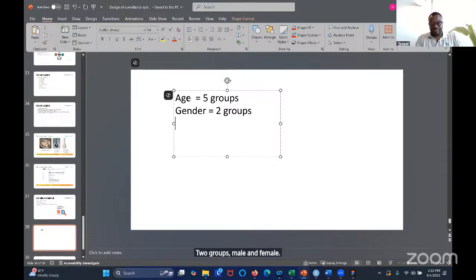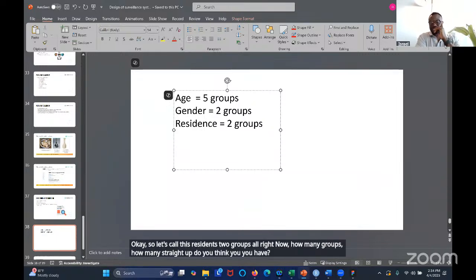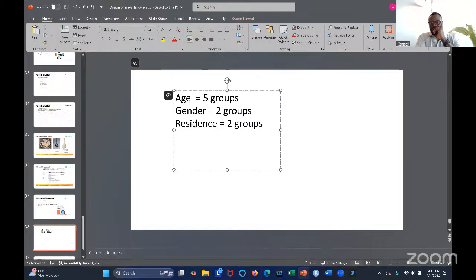So let's add habitation, rural and urban. Okay, so let's call this residents, 2 groups. All right. Now, how many groups, how many strata do you think you have? If you ask me, I would say there should be 5 times 2 times 2. That's about 20. That's correct. So that's the number of strata that you have.